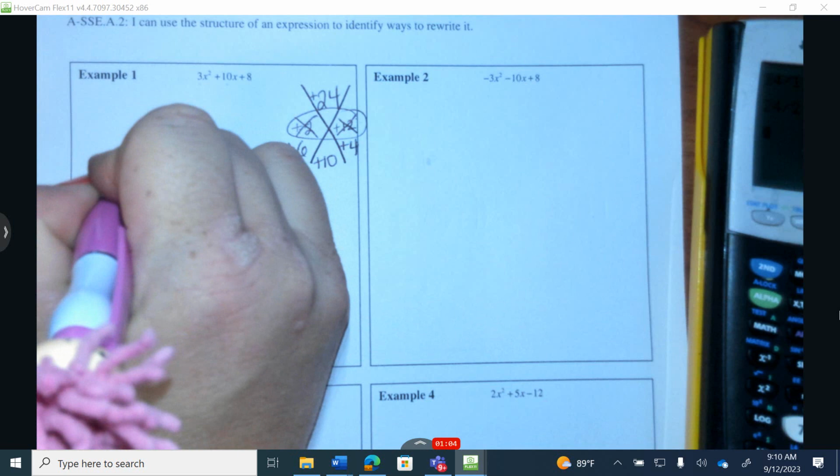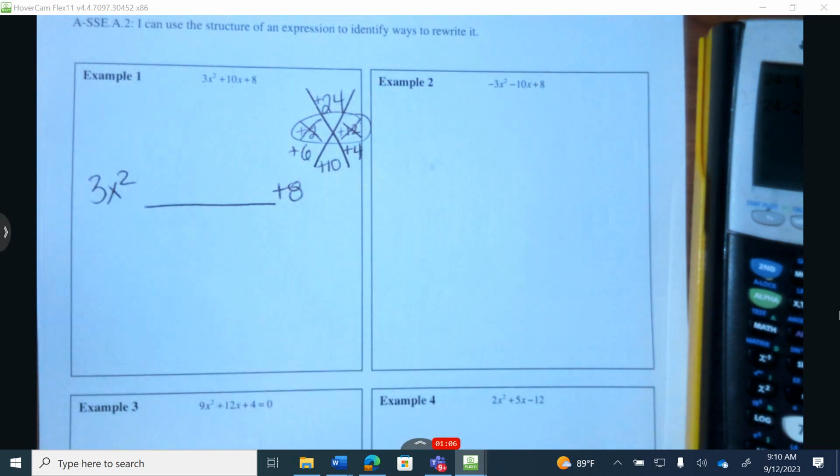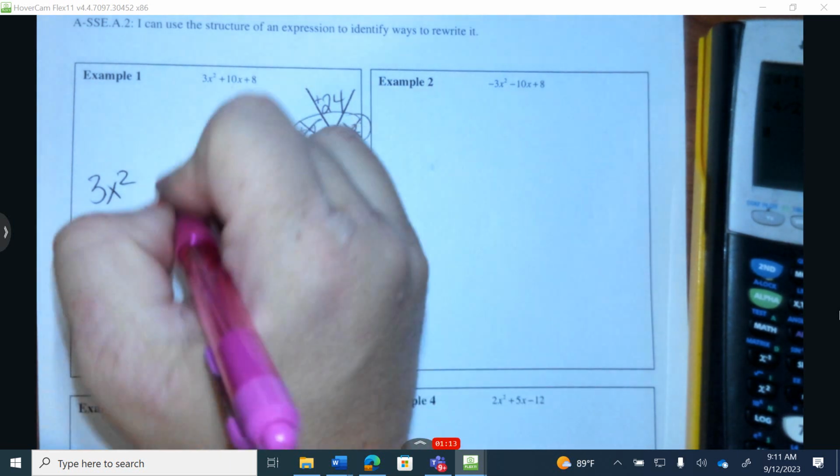Off to the side, I write down 3x squared. I leave a line and a positive 8. By showing your work, I'm able to give you partial credit as you work through problems. What goes into the space? The 6 and the 4.